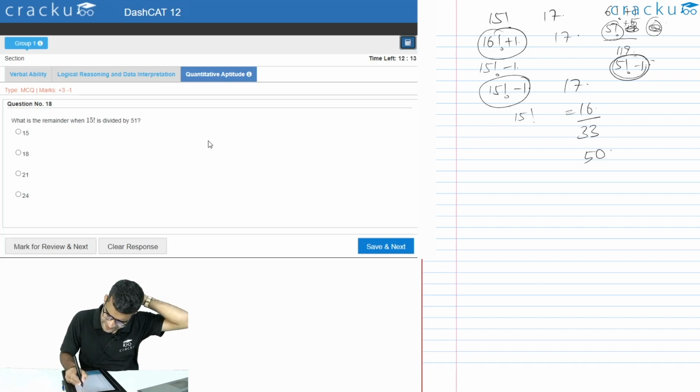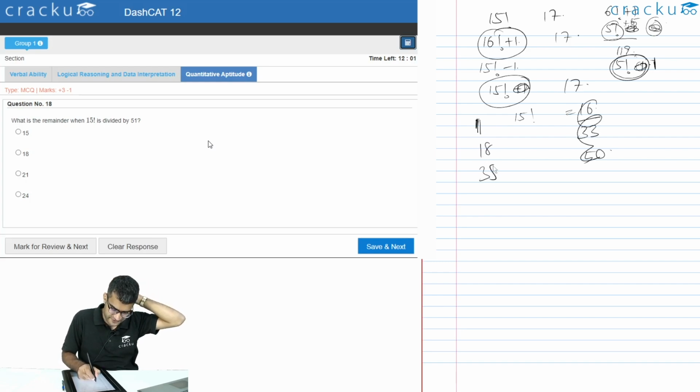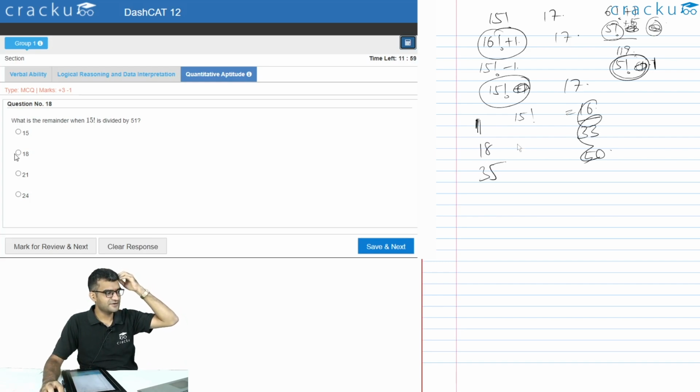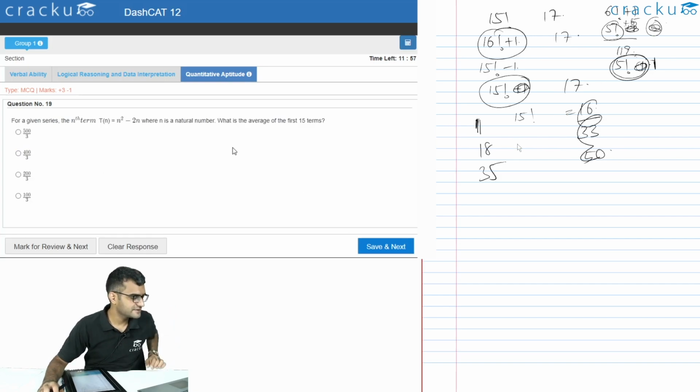What is the remainder when 5 factorial? 20. The remainder is 1. Sorry. So 15 factorial, also the remainder is 1. So the remainder will be either 1 or 18 or 35. See, again, I wasted a lot of time. Should have been like a trivial question.